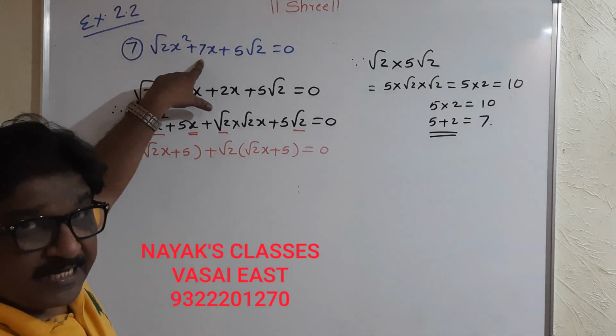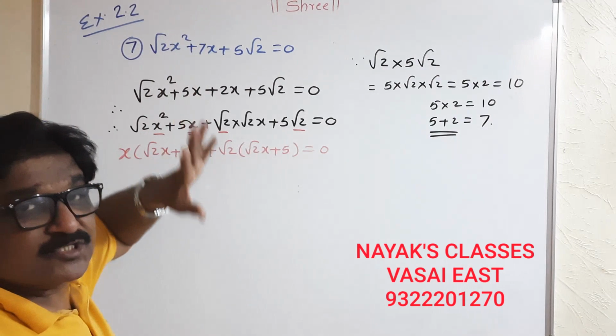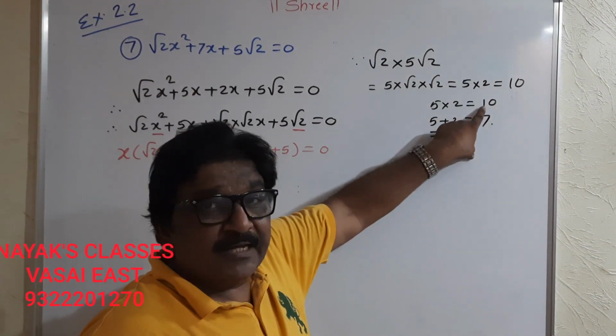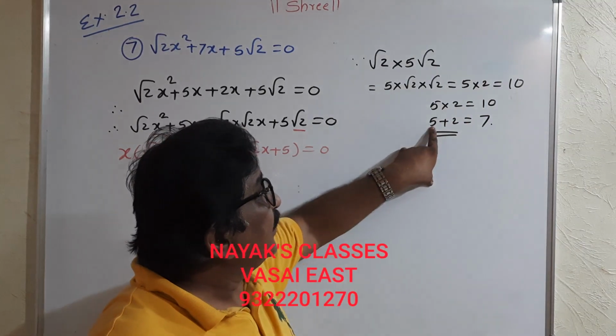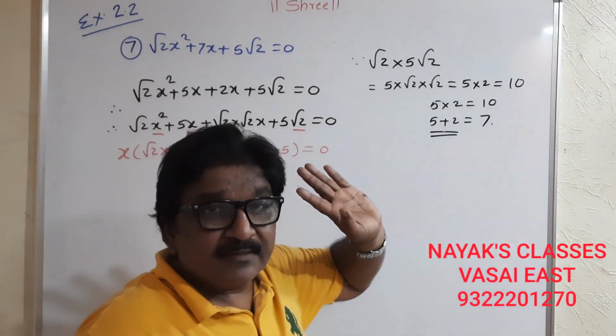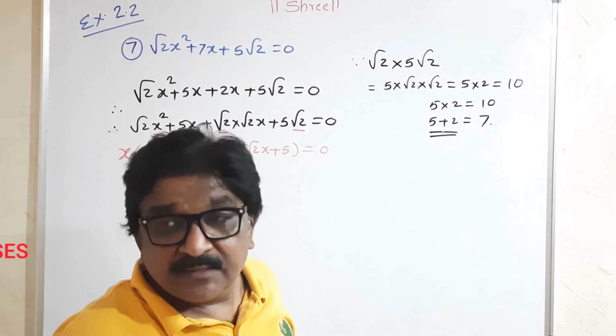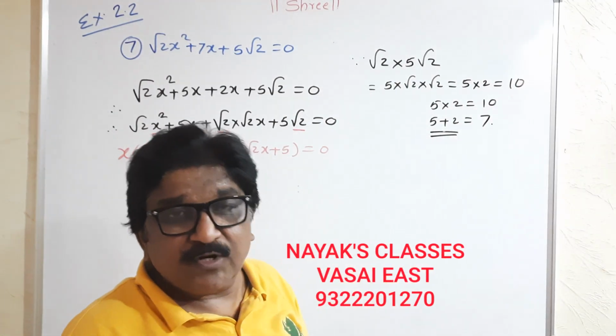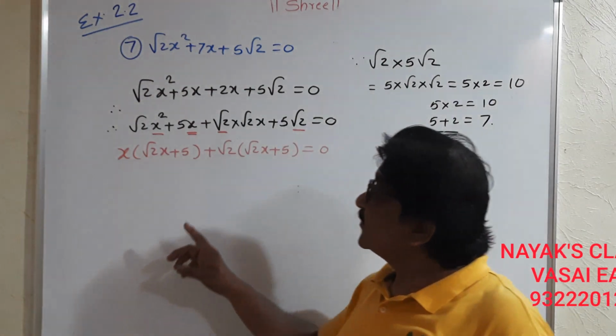Product must be 10 and sum must be 7. We got the numbers: 5 into 2 is 10 and 5 plus 2 is 7. By practice you will get these numbers quickly. We have got the numbers, we are putting them.